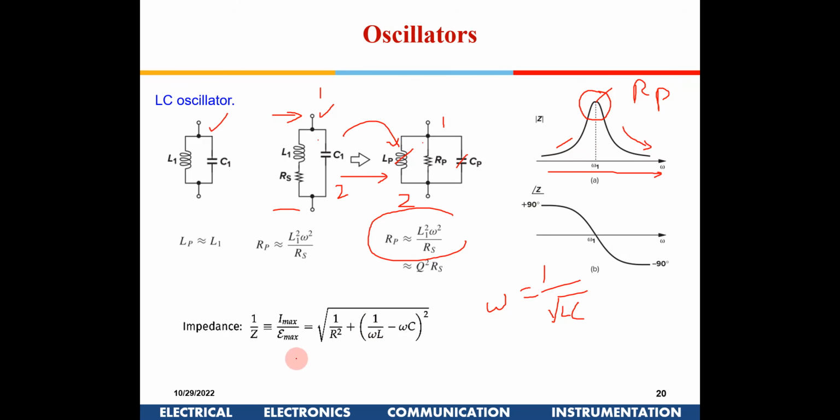For any general frequency, this will be the equation for 1 by Z. If you equate this here, you will get omega square LC, and then you take it into the denominator, omega is equal to 1 by root of LC. In that case, this will get cancelled, so 1 by Z is 1 by R, and Z is equal to R. So at this particular frequency, this circuit will offer maximum impedance, because whatever the effect of the inductor is will get cancelled by the capacitor. They cancel each other.